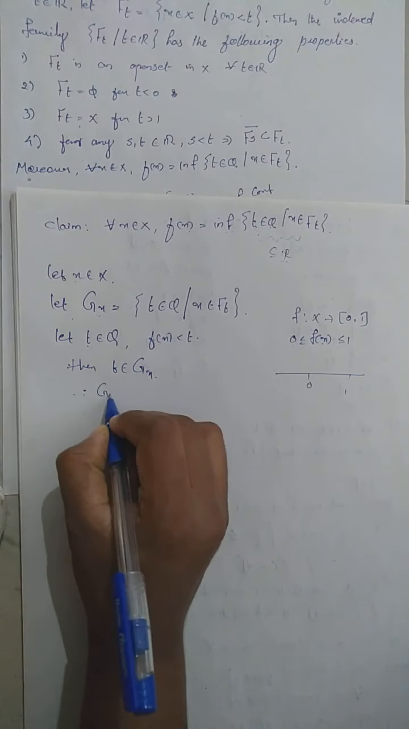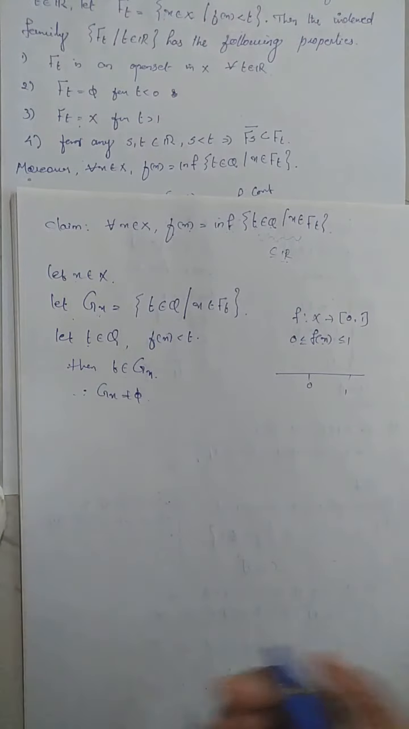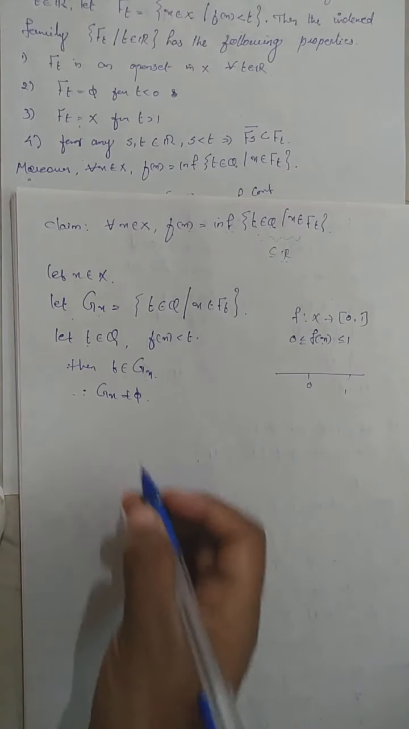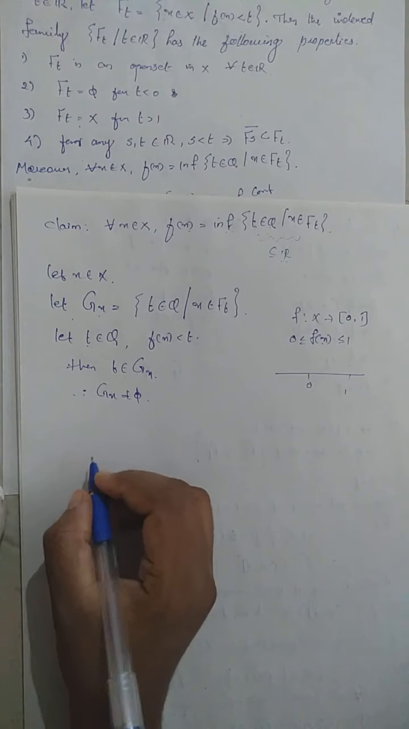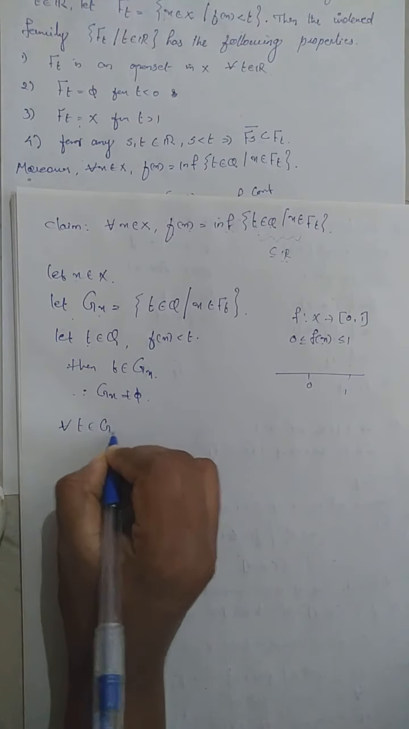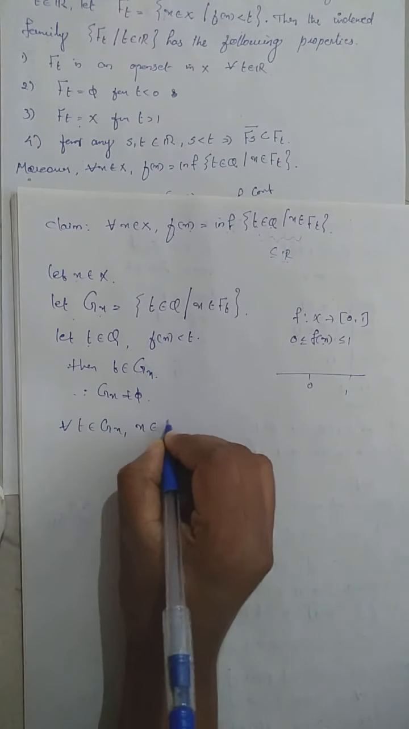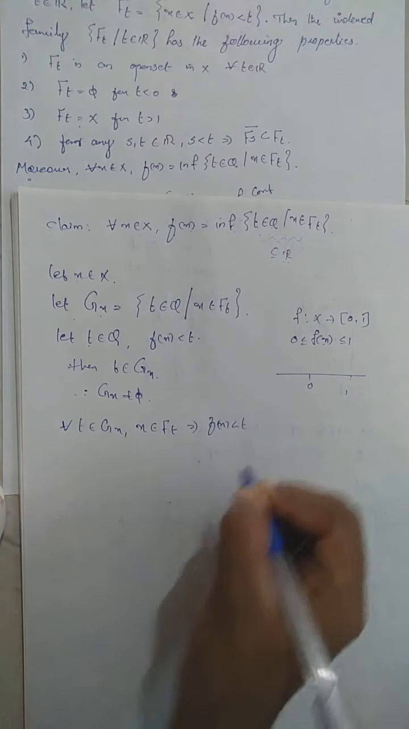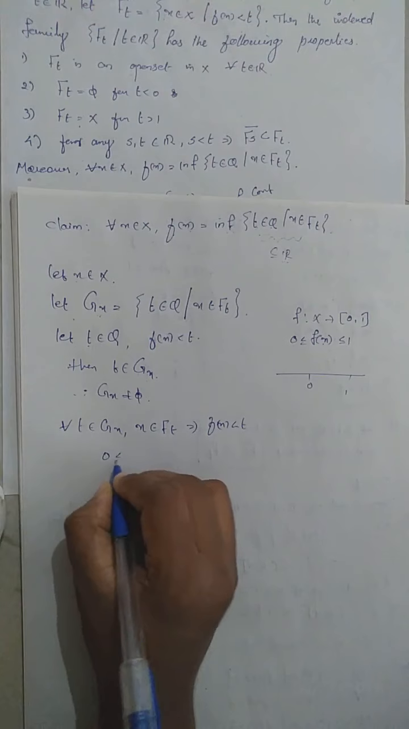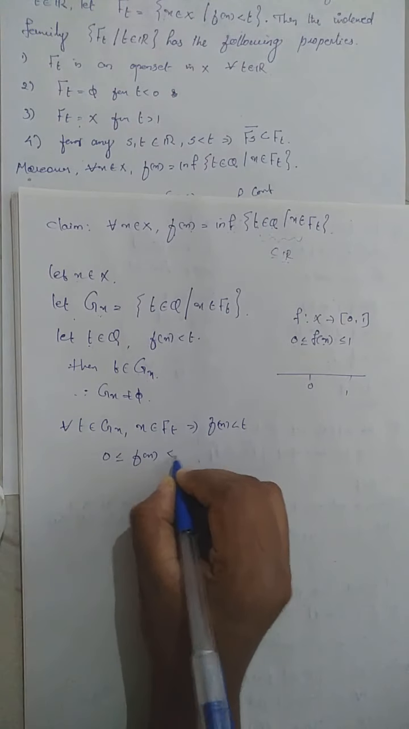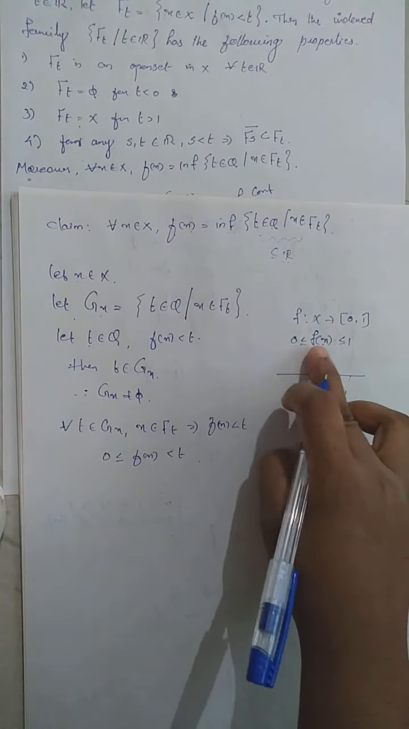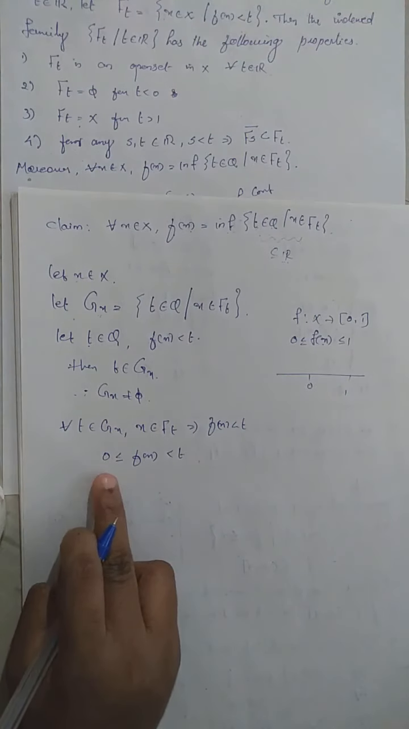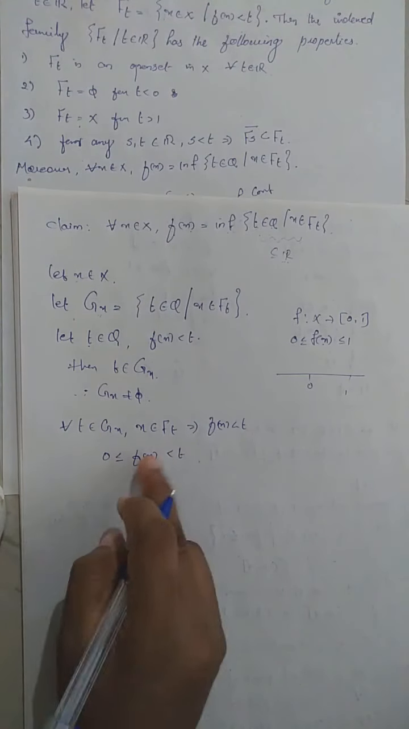Therefore, our gx is a non-empty set, right? gx is a non-empty set. And for every t in gx, x belongs to ft implies f of x is less than t. That is, 0 will be less than or equal to fx will be less than t, because fx is always greater than or equal to 0. So I can write 0 is less than or equal to fx less than t.